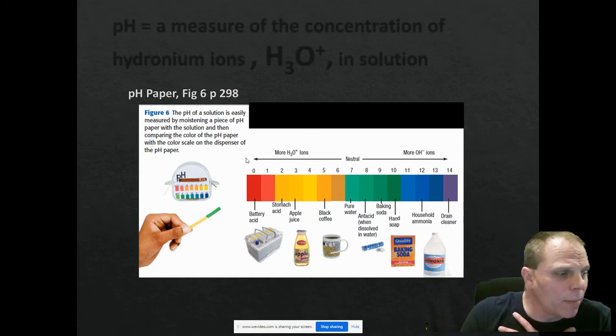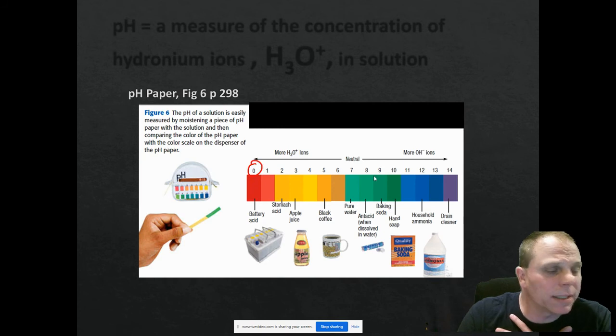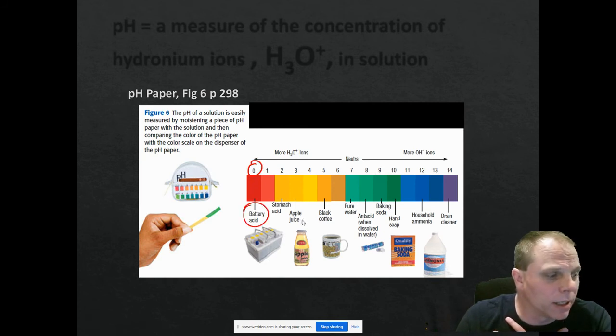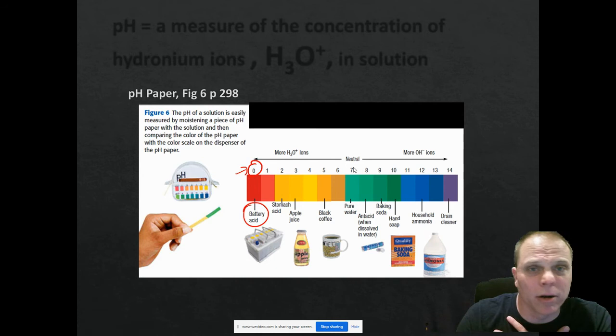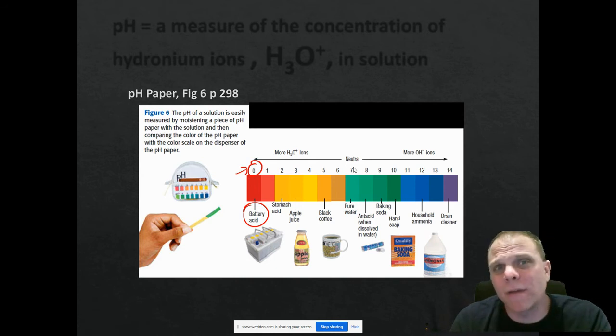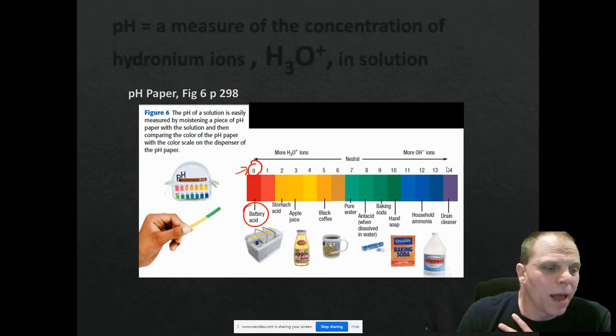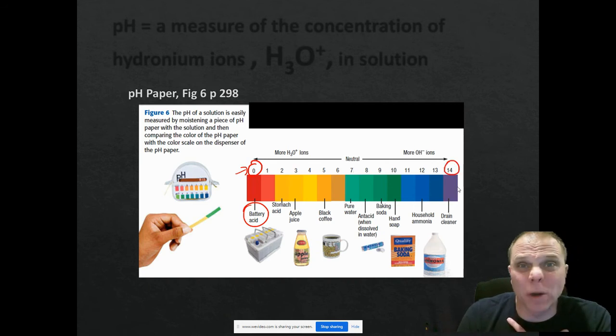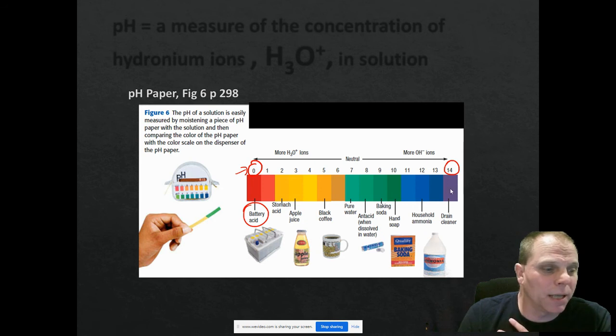And again, I want to point out that the things that are really acidic, battery acid, really acidic, pH is 0. So the lower the number, this almost seems counterintuitive, but the lower the pH value, the more acidic it is. And then over here, my pH of 14, which is a high number in pH, that's something that's very, very basic, right? That's a really strong base.